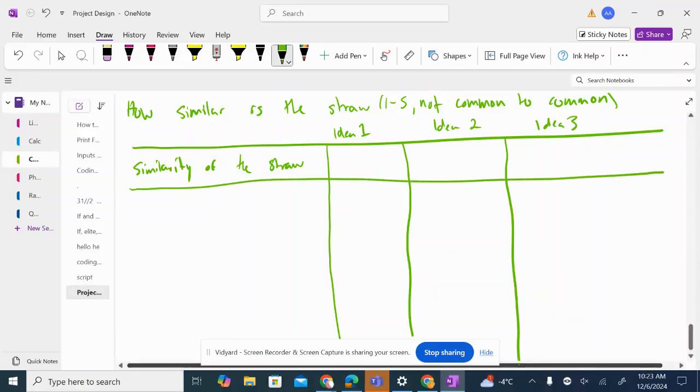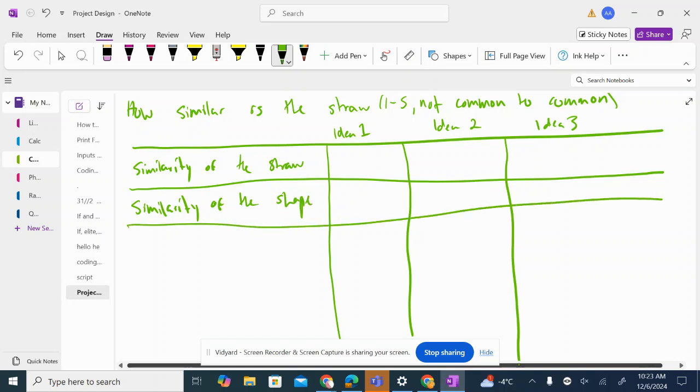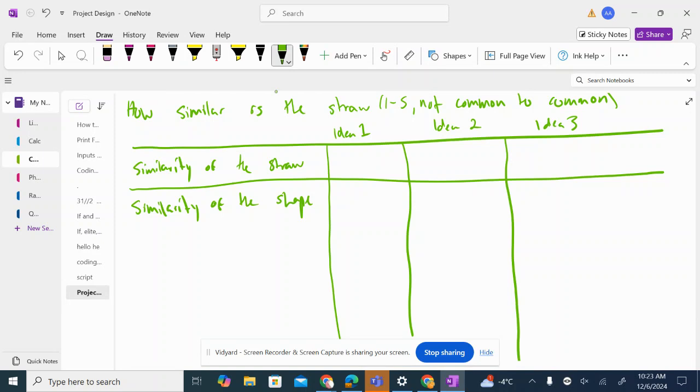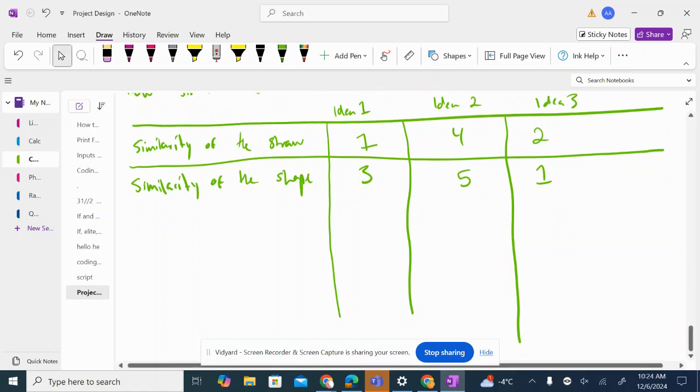Similarity of the straw, similarity of the shape. Okay, and then we would go through and we would give it a number, right? 1 is it's more unique, and 5 it's more common. So let's say I give this one a 1, 3, 4, 5, 2, 1, and I just made these up. Okay, because this is just an example to show you guys how this would work.